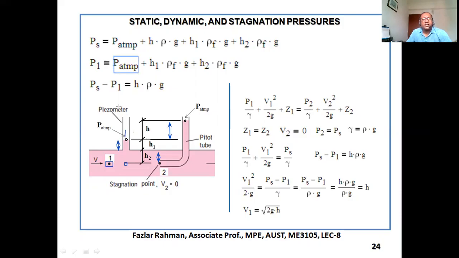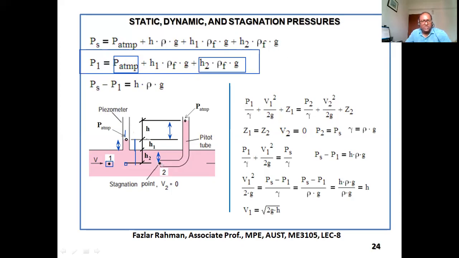Then you come down in the bottom direction. How much distance? Your distance is first this one, H1, then coming down by H2. You're coming down, so positive. So H1 rho of the fluid, this fluid, into G, plus H2 rho of the fluid into G. So this whole value is the pressure at point P1.